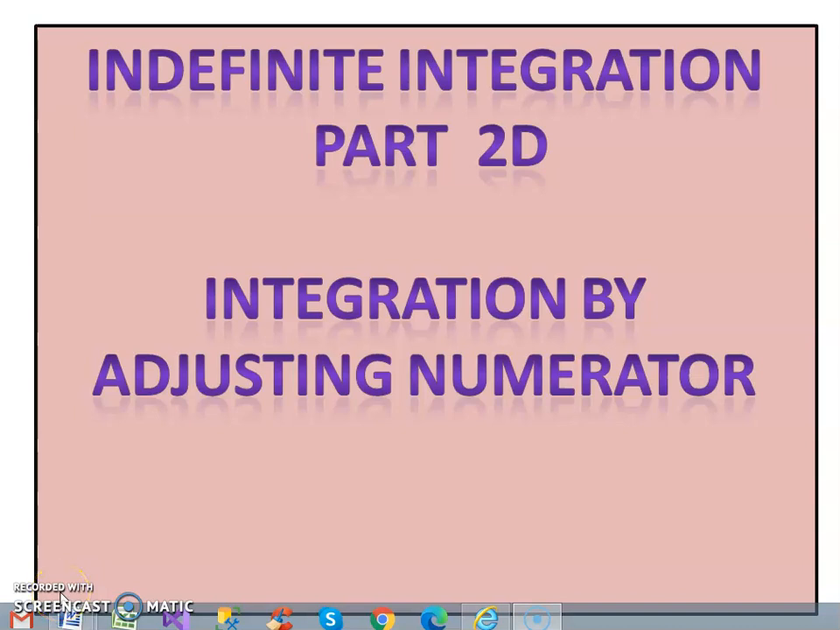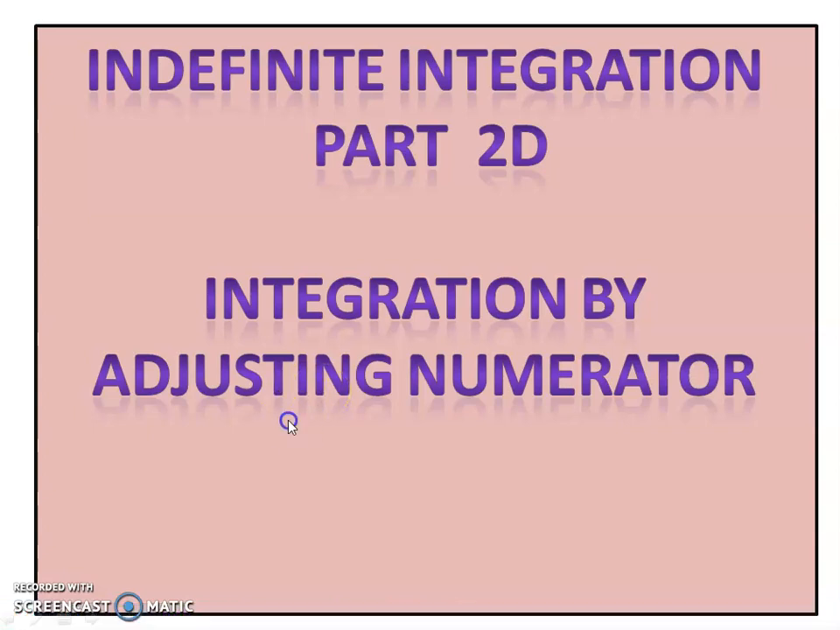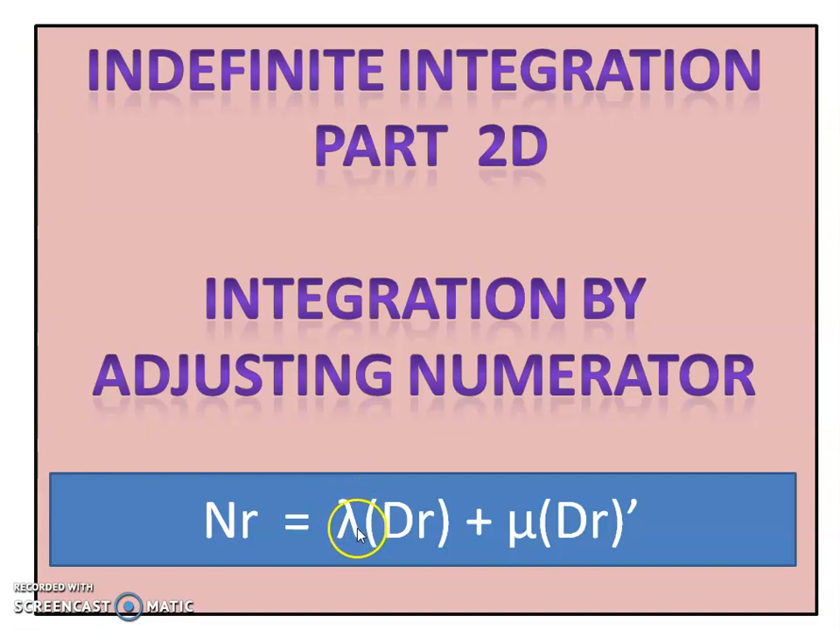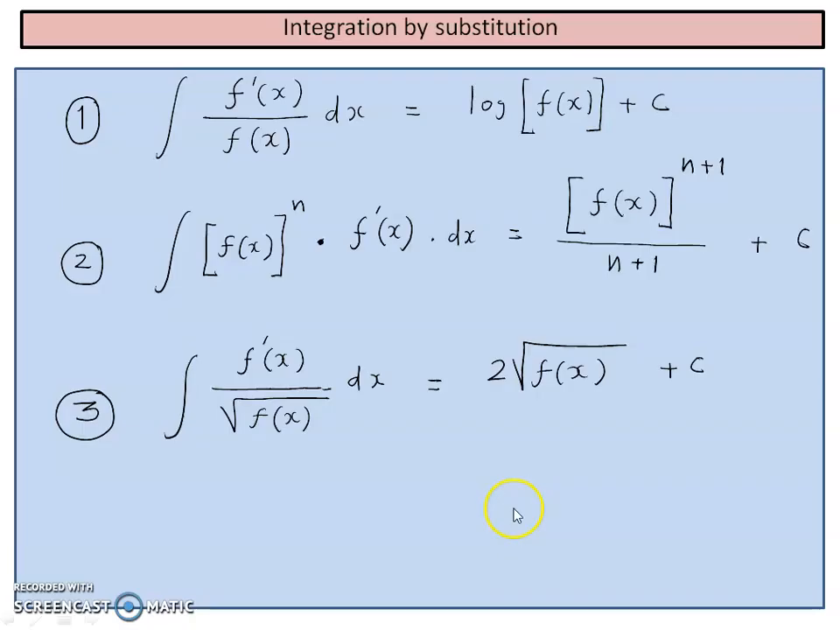Hello बच्चों, in this video, which is part 2D, we are going to discuss integration by adjusting the numerator. In the earlier part we had seen the introduction of this. How are we going to adjust the numerator बच्चों? Numerator will be equal to some constant lambda into denominator plus another constant mu into denominator का derivative. Dr dash means derivative of denominator.